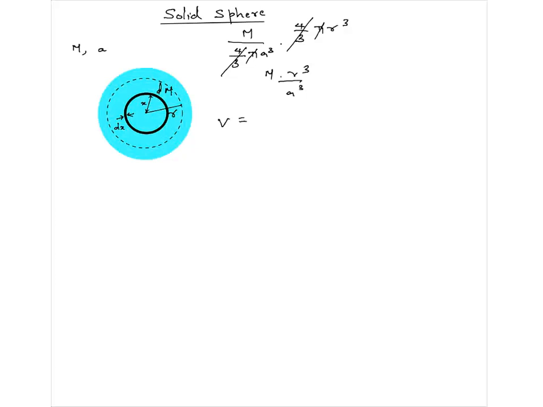So V due to that interior mass is minus G, the mass itself, divided by this distance from the center. That means minus G M r square by R cube. Then how about the outside fellows?